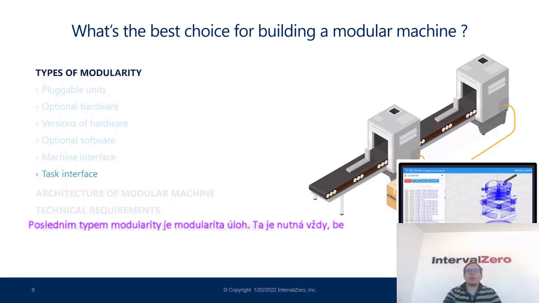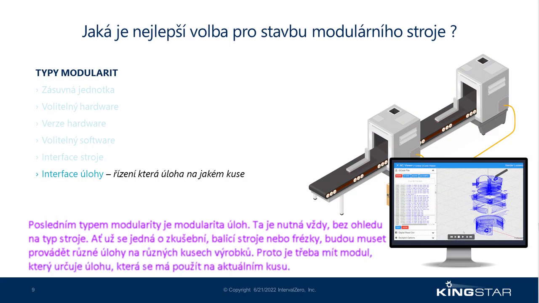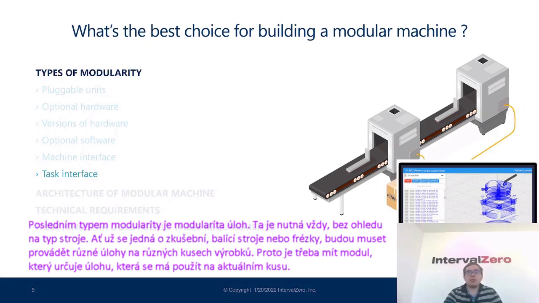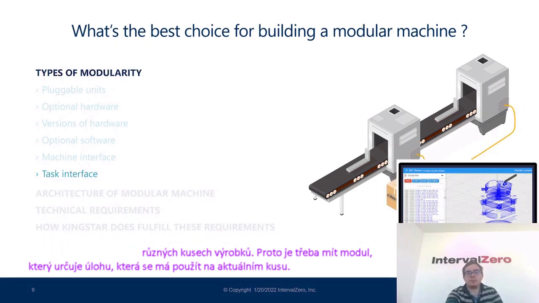The last type of modularity is task modularity. No matter the type of machine, whether it is testing, packaging, or milling machines, they will need to perform different tasks on different pieces. Therefore, you need to have a module that specifies the task to use on the current piece.